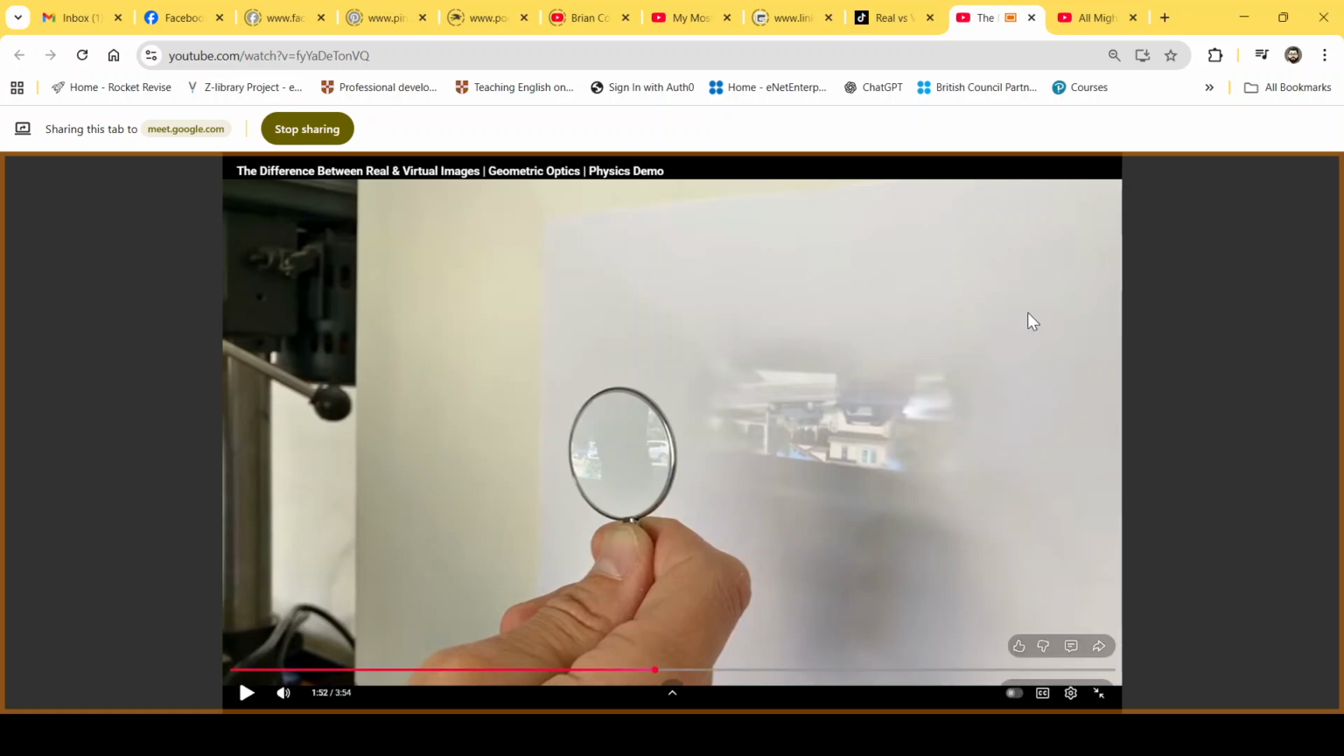And the other thing, he said that a real image is inverted. So if you just notice over here, you can see that this car is upside down. The house across the street is actually upside down. You can see the sky, a bit of blue over here at the bottom of the image. The real images are actually inverted.